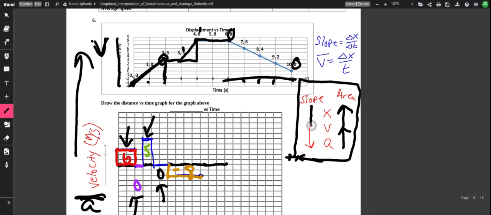Same thing happens with slope. The process of going from position to velocity is the same as the process of going from velocity to acceleration.